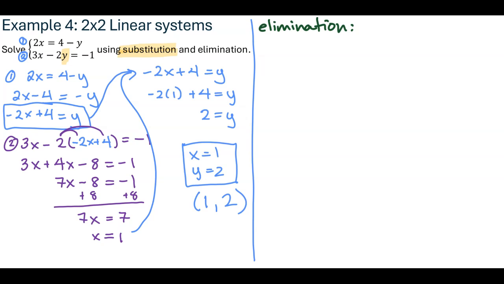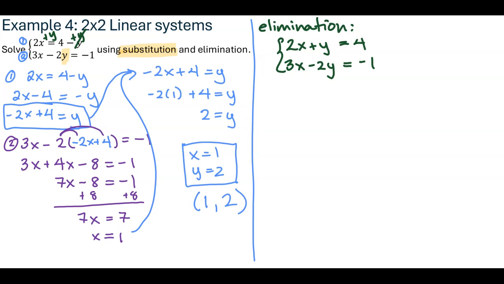So what we would do here is I would probably start by getting all your x's and y's lined up in the system. So equation 1, I'm just going to add y to both sides. So we're going to do plus y, plus y. So that moves the y over to the left. So I have 2x plus y equals 4. And 3x minus 2y equals -1. Okay, so this is my system, just rearranging a little bit.